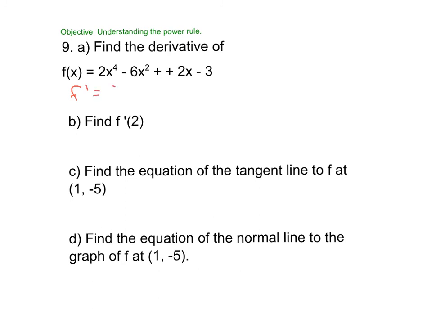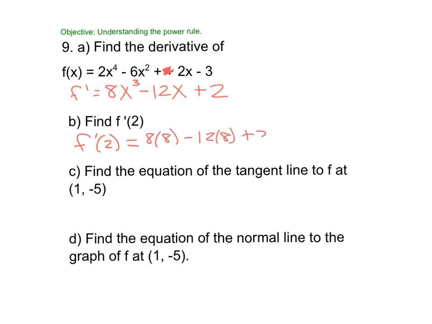So the 4 comes down, 8x to the third, minus 12x, I have 2 pluses, I don't know what that's about, plus 2. All right, so now f prime of 2, now we're going to plug in 2. f prime of 2 equals, so we got 8 times 8 minus 12 times 8 plus 2, 64 minus 96 plus 2, that's 66. Minus 96 is negative 30.